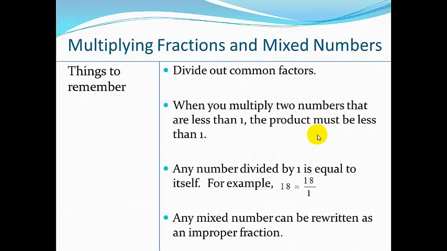So things to remember, okay, these are all really important things we want you to include in your notes. Divide out common factors, right? We call that simplifying. Make sure that if you have two fractions, they're both less than 1, the product also has to be less than 1. If you're multiplying two fractions, it can't be greater than 1. Okay, this is another big one. Make sure we remember any number can be written as itself over 1. Okay, easy to make it into a fraction. And remember, we can switch back and forth from a mixed number to an improper fraction. Okay, let's start practicing.